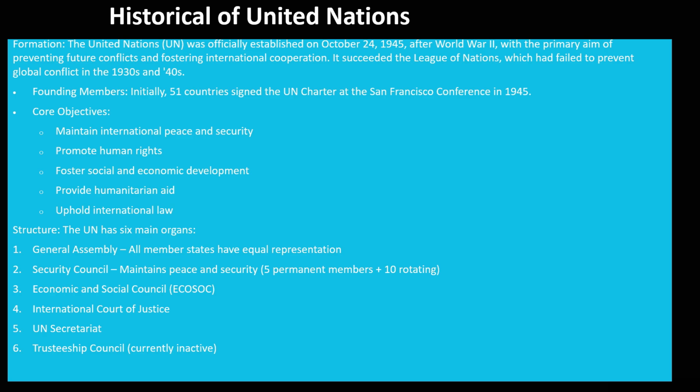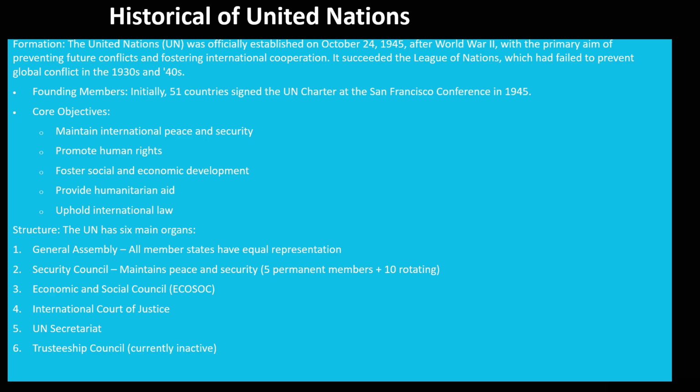The founding members of the United Nations were 51, and they signed the UN Charter at the San Francisco Conference in 1945. The main objectives of the formation of the United Nations were to maintain international peace and security, to promote human rights, foster social and economic development, provide humanitarian aid, and uphold international law.